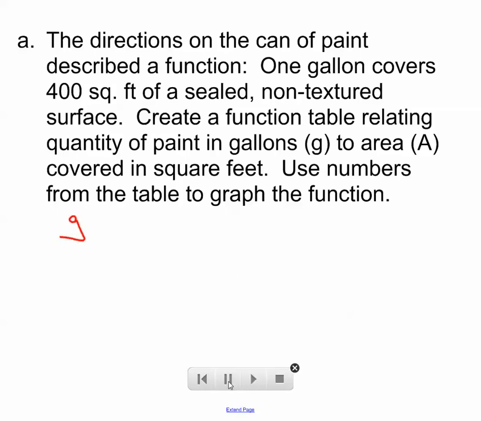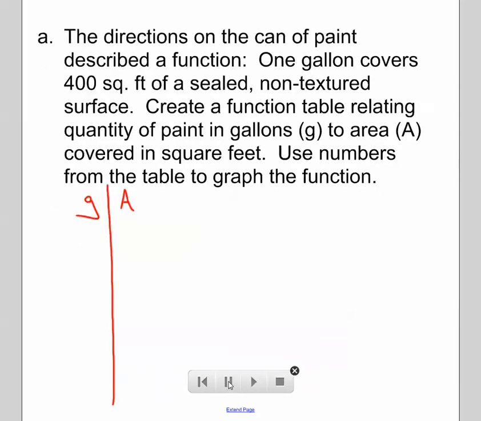First of all, let's make our table. We got gallons and we got area. Okay. So now I'm going to pick some values to go into this function. If I use 0 gallons, I'm not going to cover any area. If I use 1 gallon, I will cover 400 square feet. If I use 2 gallons, I will cover 800 square feet. I think we see the pattern there.